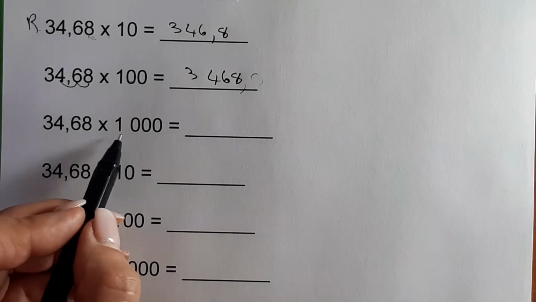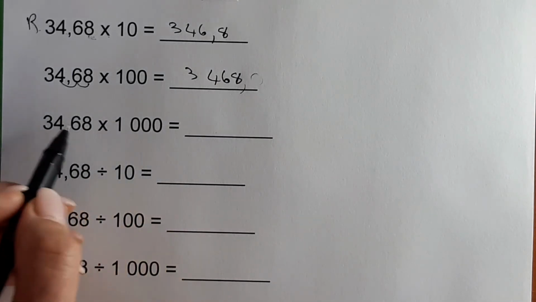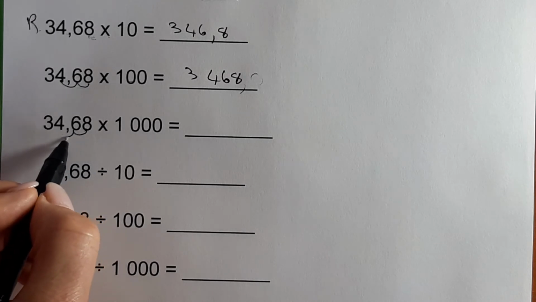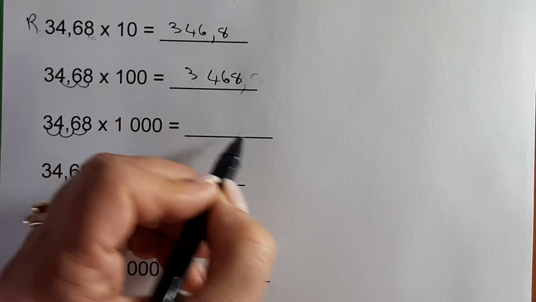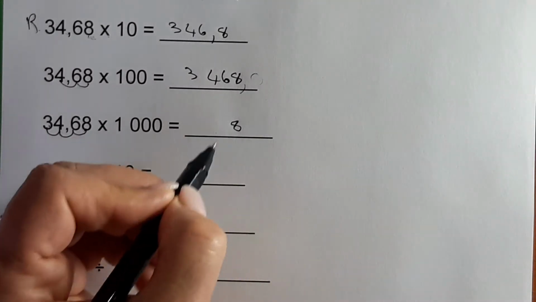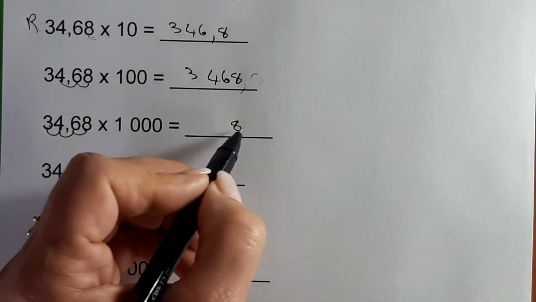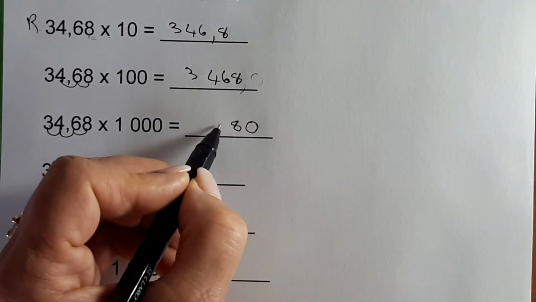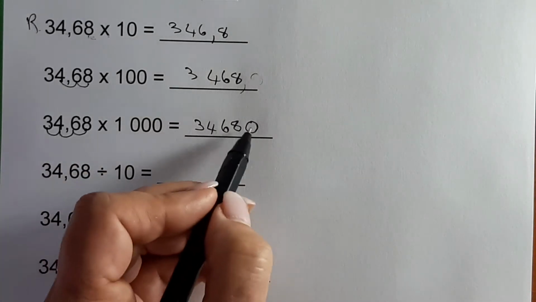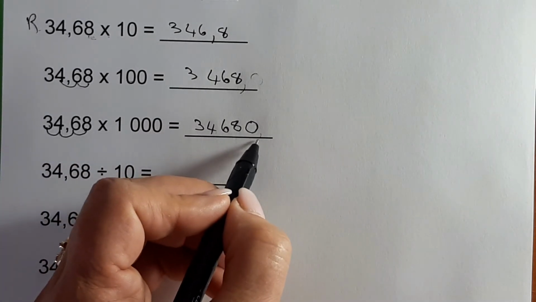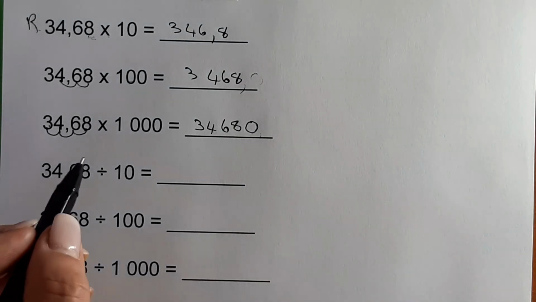Times by 1,000 indicates that it is 3 places, so the 8 will move 1, 2, 3. Now the 8 is at the tens, so it's 8 tens. To indicate that there are 8 tens, you have to put a 0 that side, then you just write the other digits in front of it, and you can put in a comma if you want to, but it's not necessary. Now with division, it's the opposite.